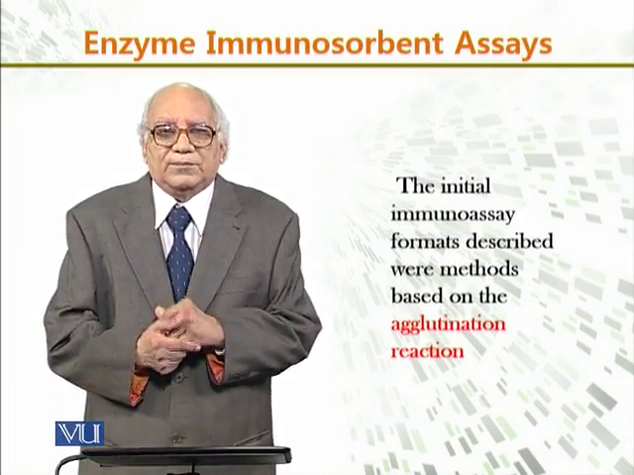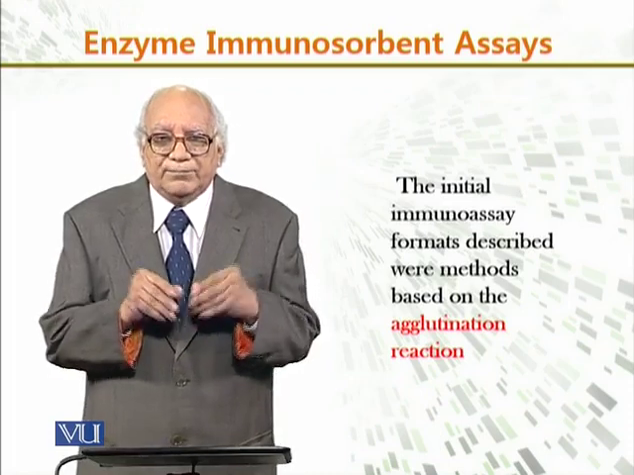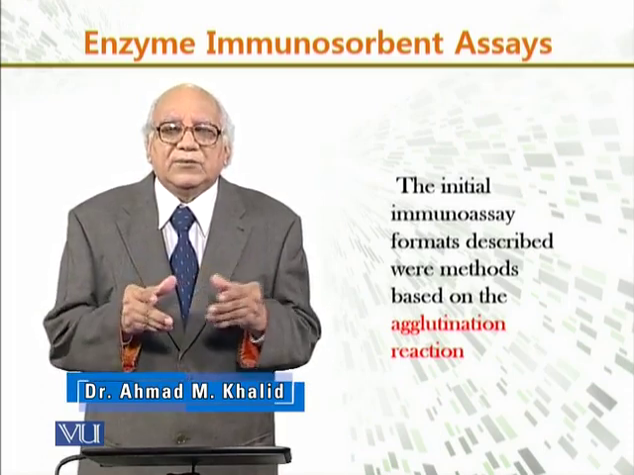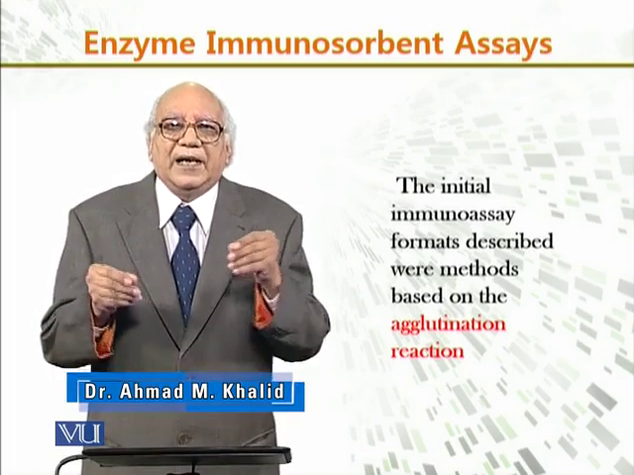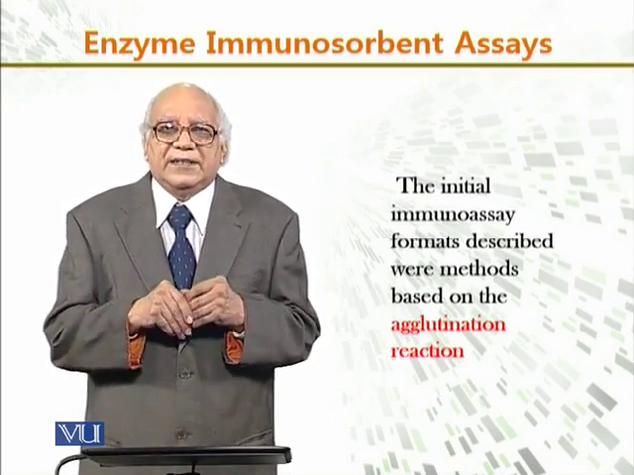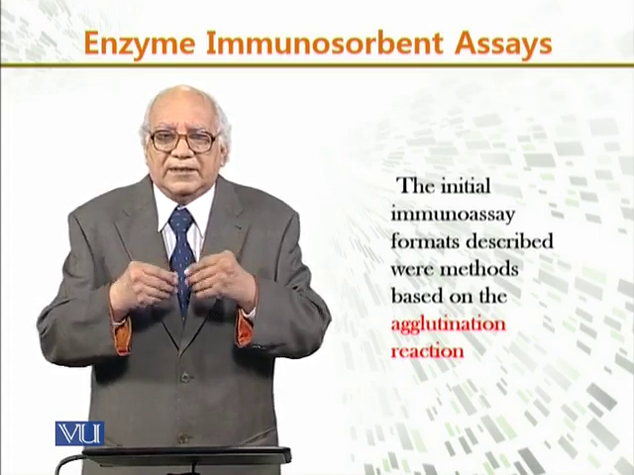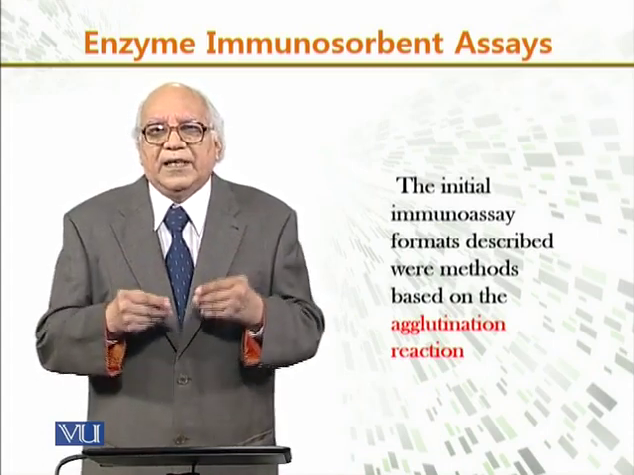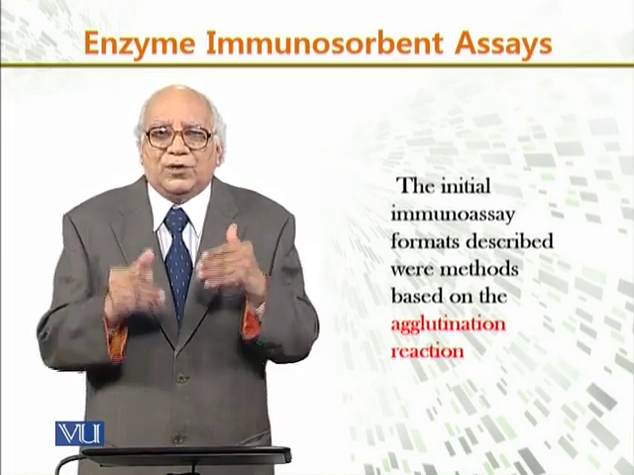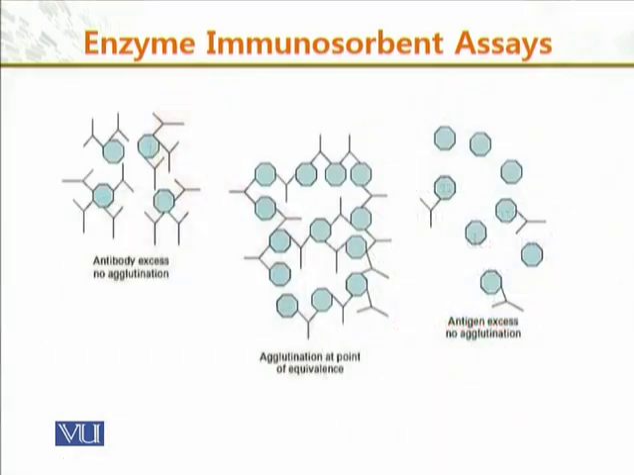Now, the initial immunoassay formats described were the methods based on the agglutination reaction. That is, when antibody and antigen are added together, agglutination occurs. Agglutination means precipitation, and from the degree of agglutination we can assay how strong the antibody present is.